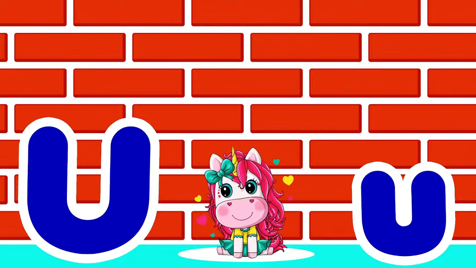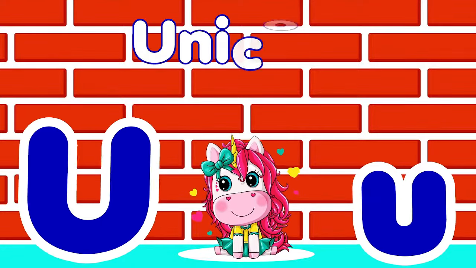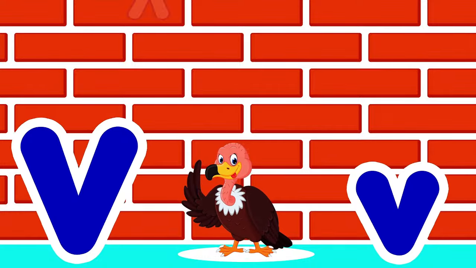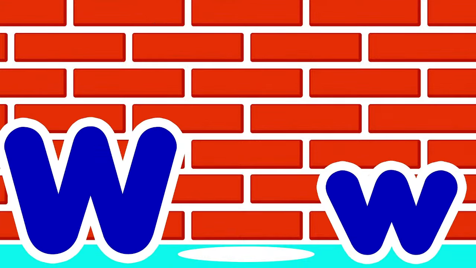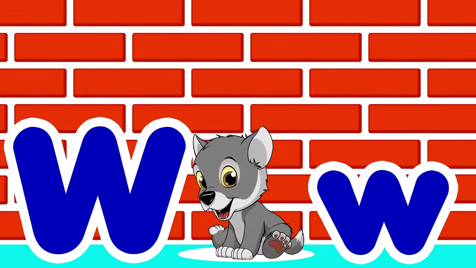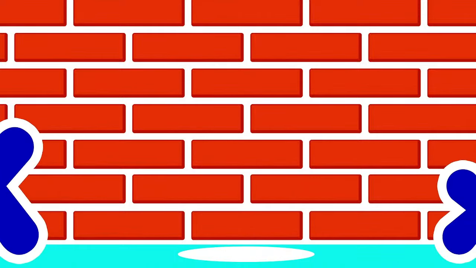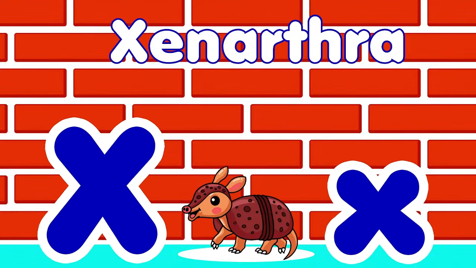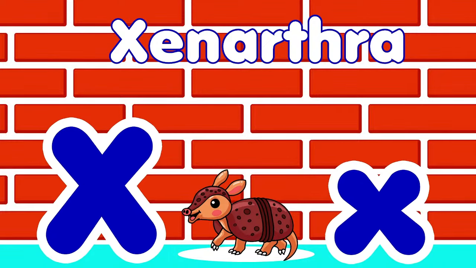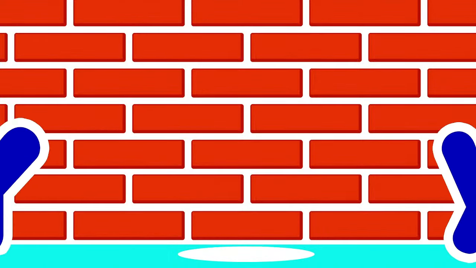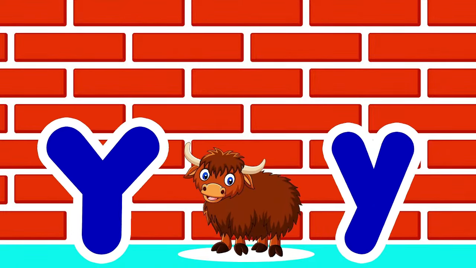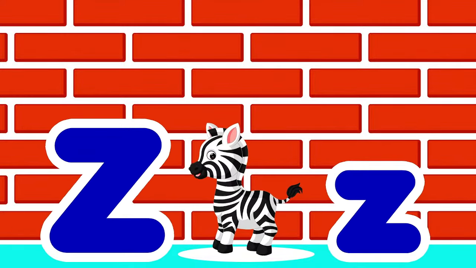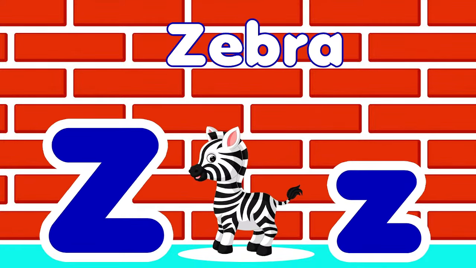U is for unicorn. Unicorn. V is for vulture. Vulture. W is for wolf. Wolf. X is for Xenarthra. Xenarthra. Y is for yak. Yak. Z is for zebra. Zebra.